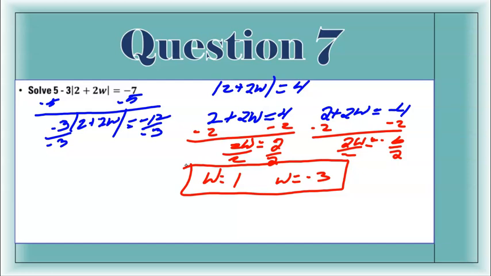So my answers are 1 and negative 3. Now you can put into the original equation to verify it. So if I put 1 in for w, 2 times 1 is 2, 2 plus 2 is 4, absolute value of 4 is 4, 4 times negative 3 is negative 12, 5 minus 12 is negative 7, which is what it equals here. If I put negative 3 in, 2 times negative 3 is negative 6, 2 plus negative 6 is negative 4, absolute value of negative 4 is 4, 4 times negative 3 is negative 12, 5 minus 12 is negative 7.